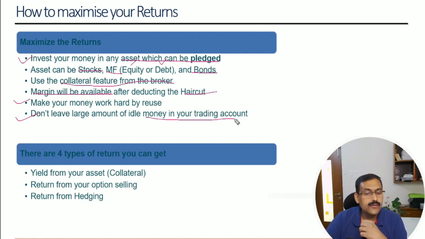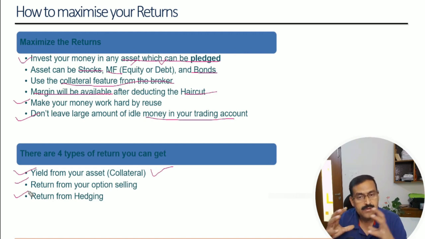By this way, you can generate 4 types of returns. First one is the yield from your assets itself, that is pledged. For example, it could be stocks or liquid Bs, etc. That will give you some return, and you will start generating the return from the option selling. So that is the second return. And from the hedging also you can generate a return. So this is how, if you can manage your money well, you can maximize your returns from the capital that you have.